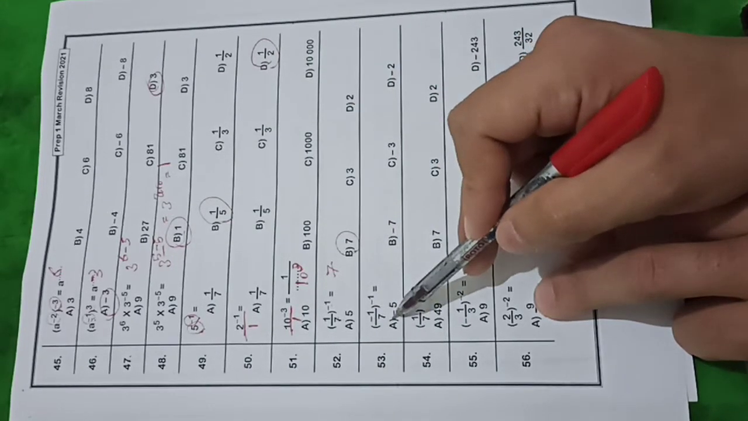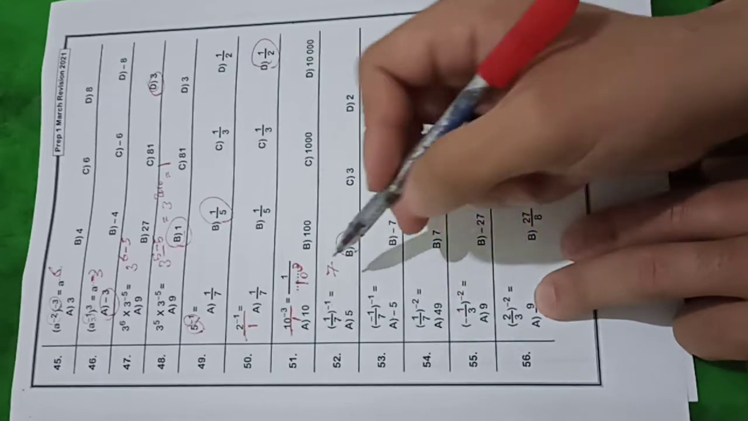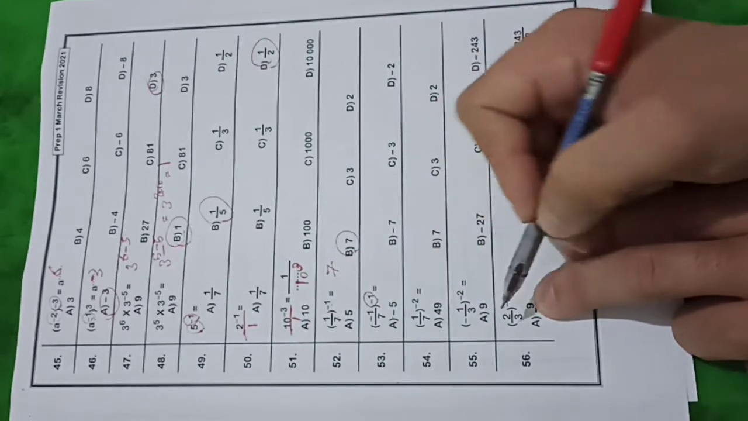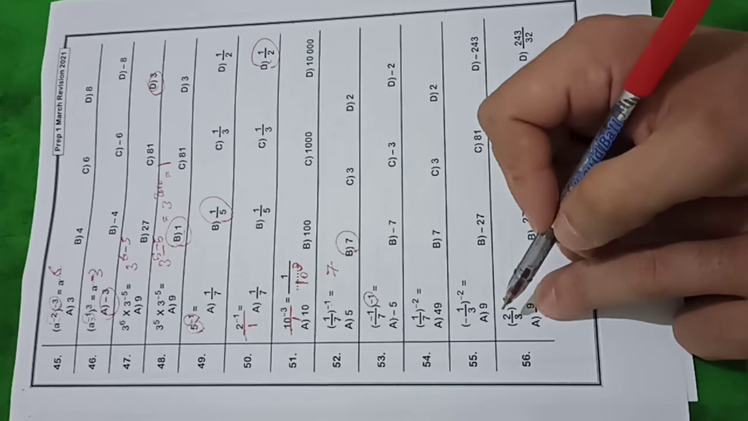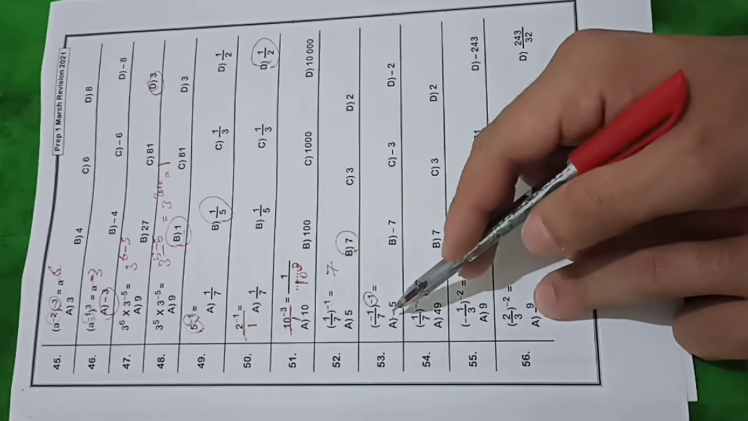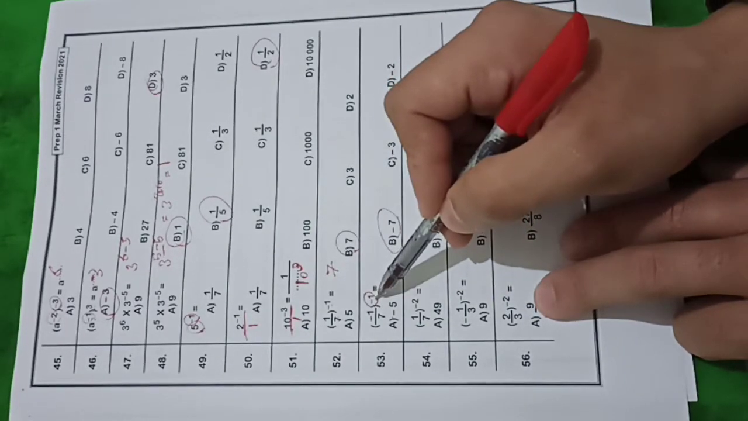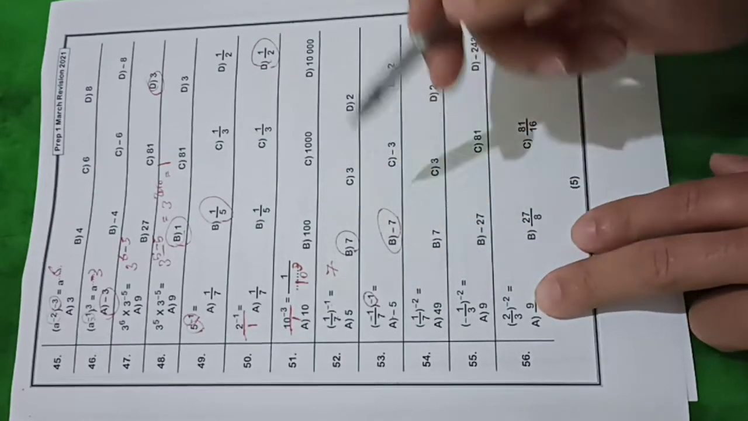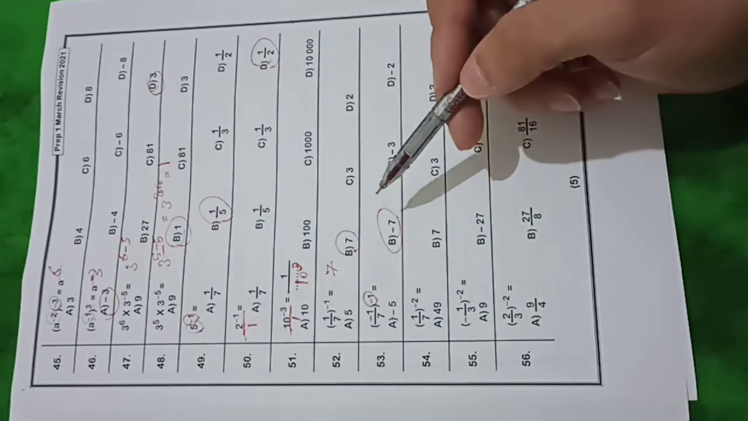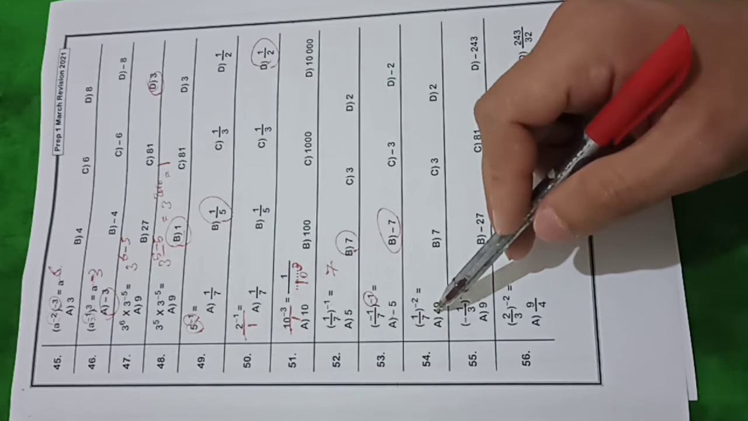Negative 1 over 7, all raised to power negative 1. The problem here is negative 1 in the power. To cancel this negative in the power, we flip the number, so we get negative 7. And this negative 1 became 1, and 1 in the power doesn't change the number.